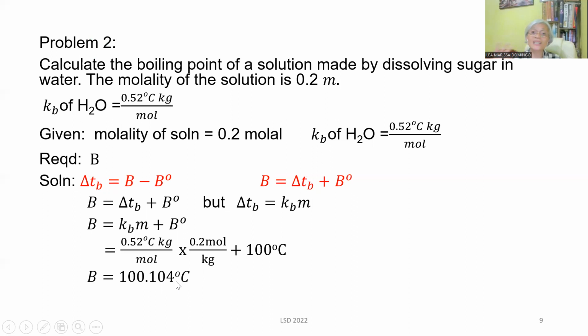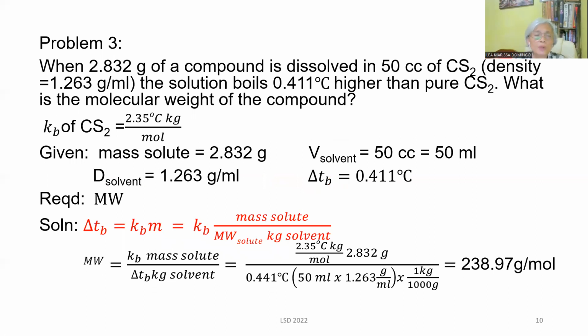So indeed, there is an increase in the boiling point because of the additional solvent. Problem number 3, I should say: when 2.832 grams of a compound is dissolved in 50 cc or cubic centimeter of carbon disulfide with density of 1.263 gram per ml, the solution boils 0.411 degrees Celsius higher than pure carbon disulfide. What is the molecular weight of the compound?